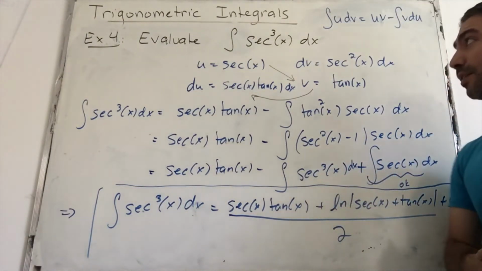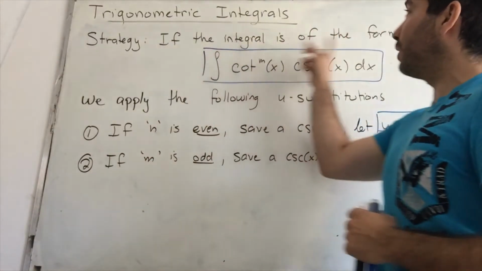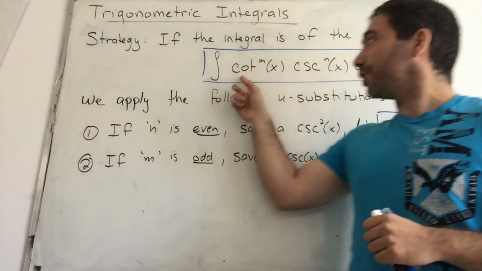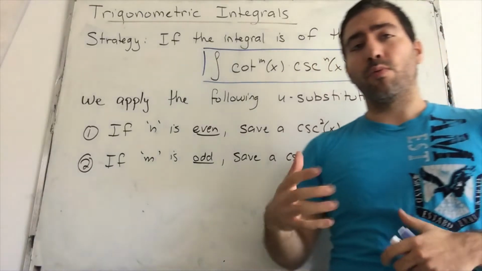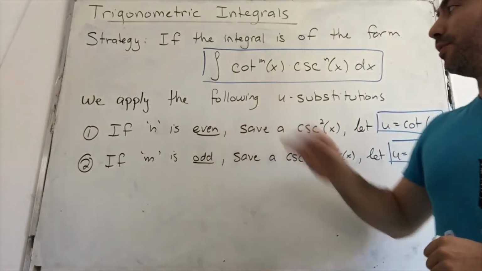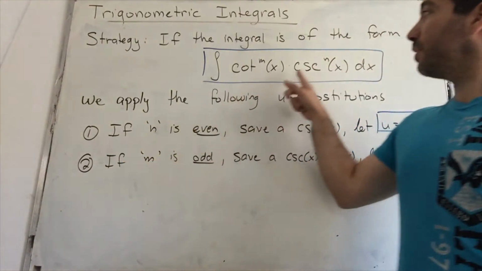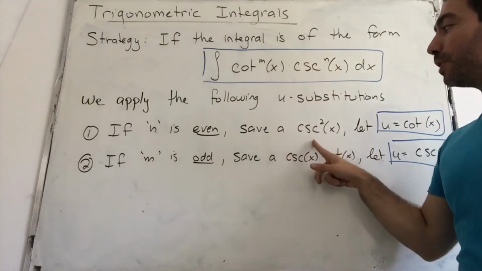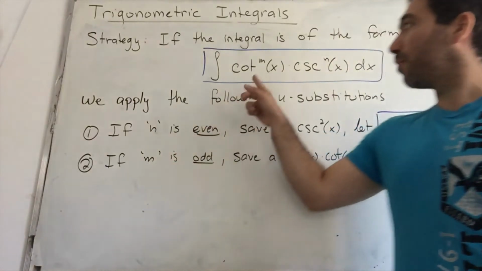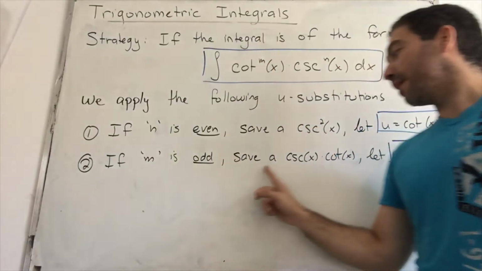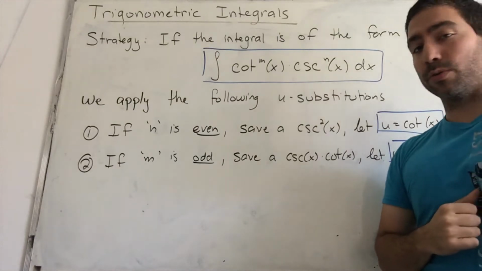So let's go ahead and look at the next strategy. Here we're looking at the strategy if the integral is of the form, the integral of cotangent to the exponent m times cosecant to the exponent n of x dx, we apply the following u substitution. If n is even, if the exponent of the cosecant is even, you save a cosecant squared and let u equal cotangent. If m is odd, the exponent of the cotangent is odd, you save a cosecant times cotangent and you do the u substitution, u equals cosecant.